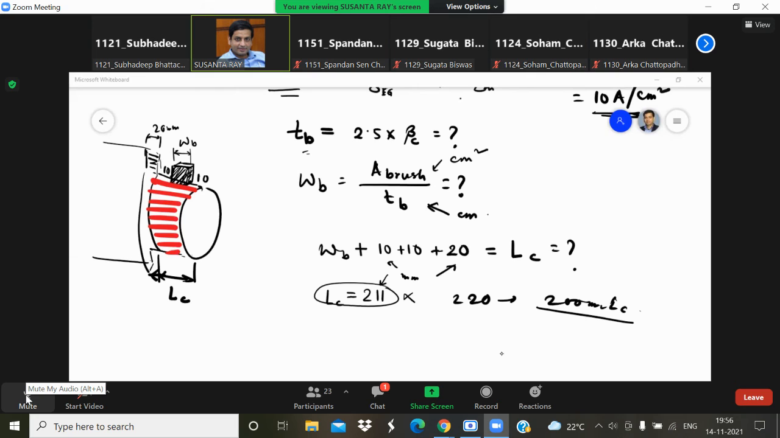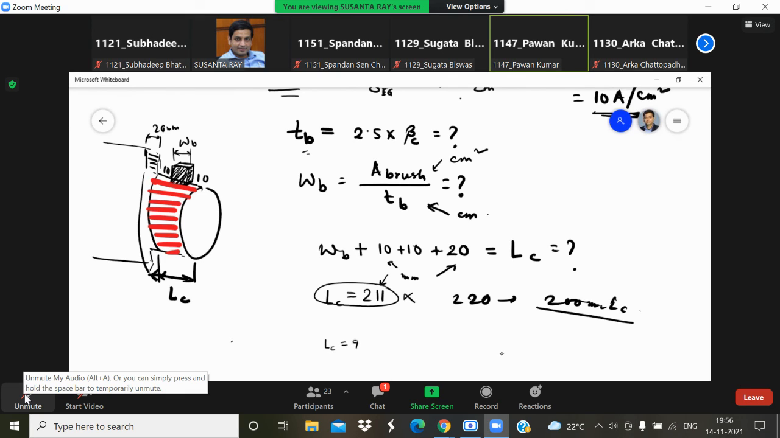Sir, earlier I was getting a higher WB, so I have made the thickness thrice and then I have calculated accordingly, and now I'm getting the LC value as 97.145 for the 110 kilowatt machine. Okay. So, sir, can I do? Okay, okay.